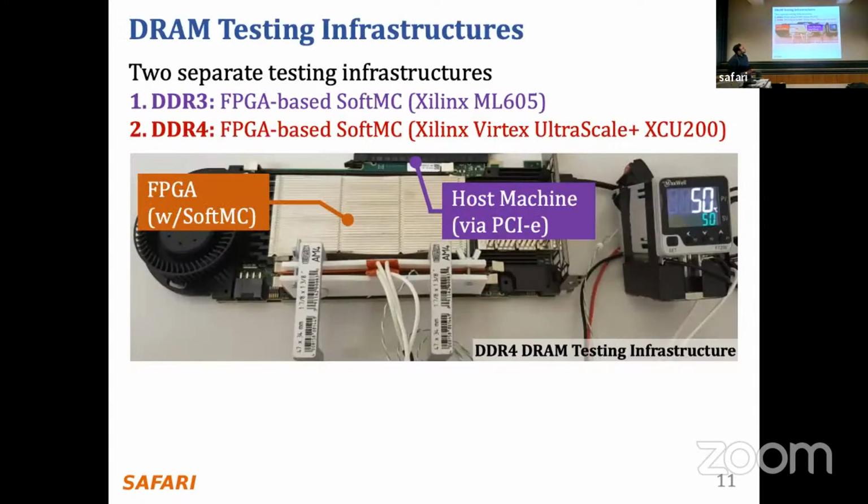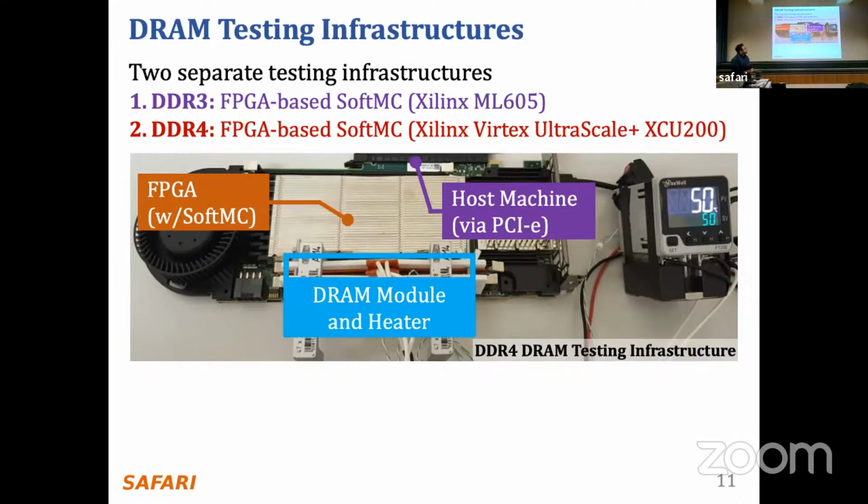Okay, so this is the infrastructure, which is very similar to the one that I explained last week. We actually have 2 different infrastructures for this paper. We test DDR3 and DDR4 modules. Both of them are FPGA-based infrastructures using these FPGA models, and they are programmed with a modified version of SoftMC. And as I said earlier, this modified version of SoftMC is now called DRAM Bender.